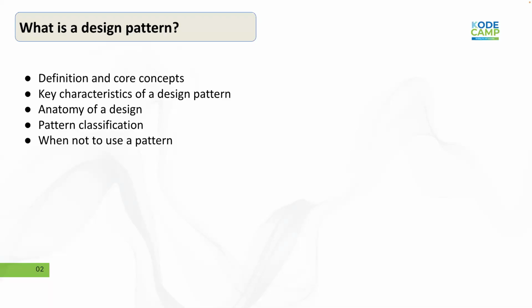Okay, so the last thing under what is a design pattern is when not to use a pattern. Before diving into specific patterns, it's crucial to understand when not to use them. Over-engineering: don't force a pattern where a simple solution suffices. So you have a simple solution, but because you know how to implement patterns, you just go ahead and implement one. You are over-engineering, and you are breaking one rule of software development, which is keep it simple, stupid. Just keep it simple.